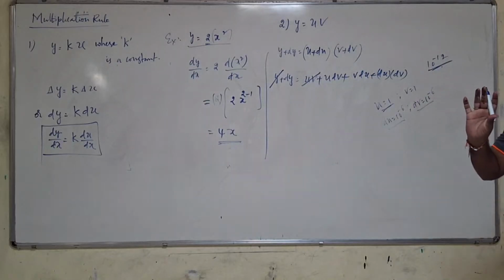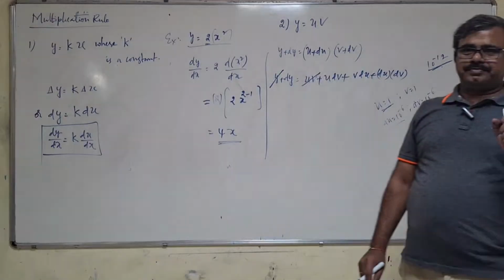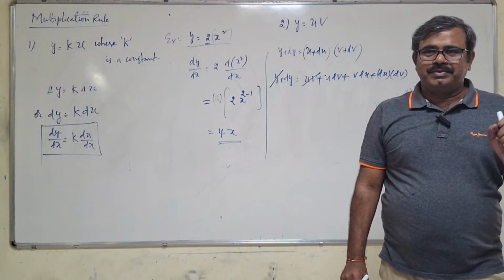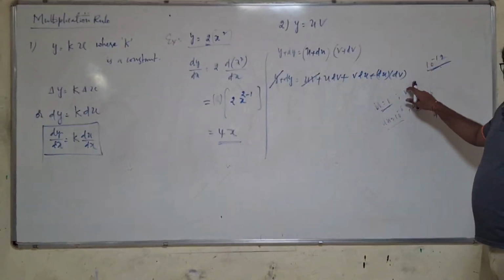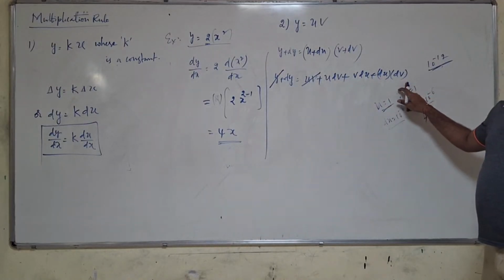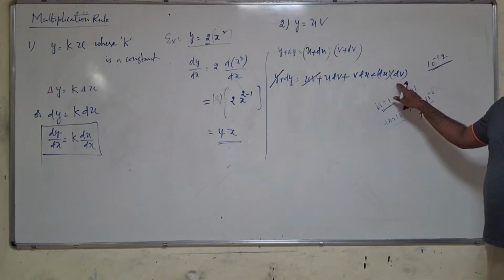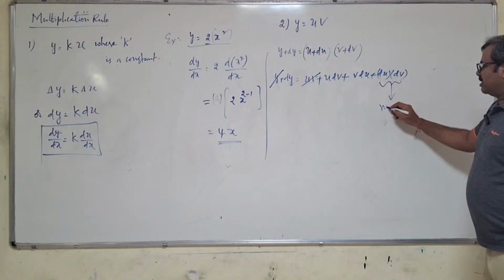You understand what I'm saying? We are talking about small changes. How small? Infinitesimally small, very close to 0, but not equal to 0. Are you following me? du and dv are very small numbers. When you multiply those two, that becomes negligible. You understand this? So here du into dv is negligibly small.